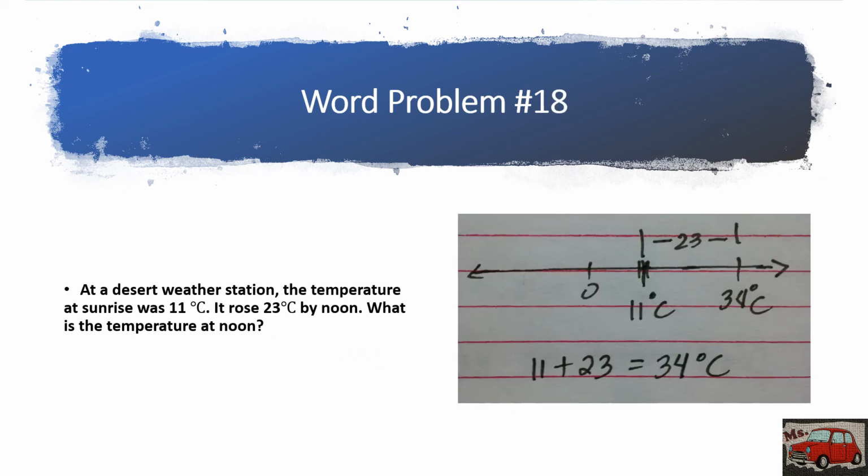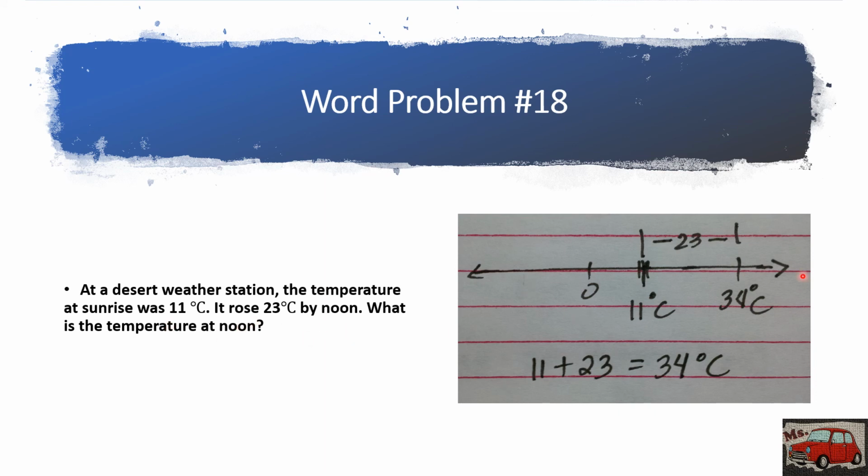At the desert weather station, the temperature at sunrise was 11 degrees Celsius. It rose 23 degrees Celsius by noon. What is the temperature at noon? Okay, so hanapin natin yung temperature at noon. Kung nag-start ng 11 degrees Celsius at tumaas daw siya ng 23 degrees Celsius by noon.